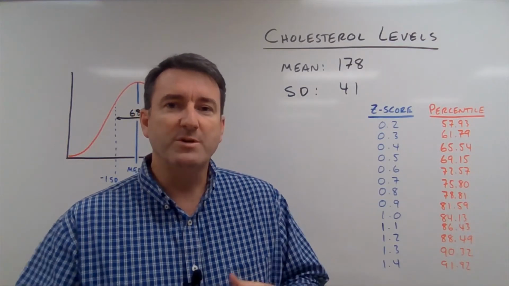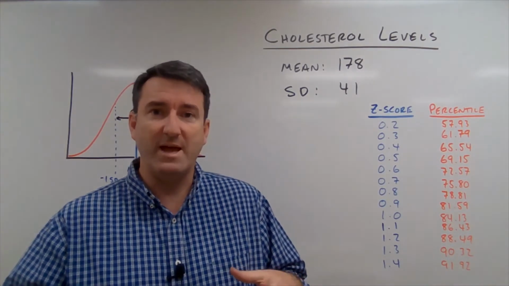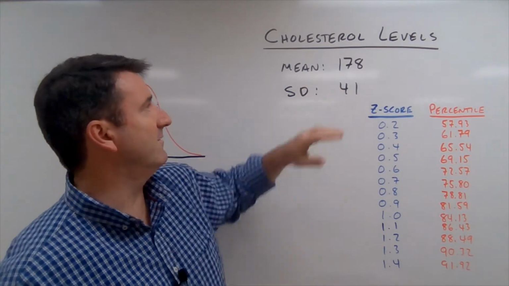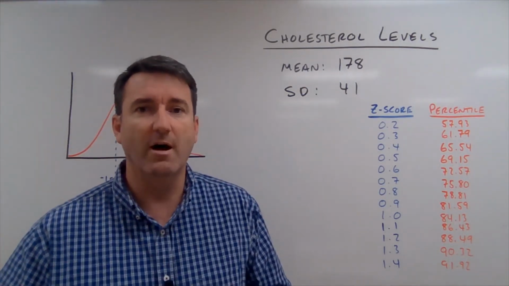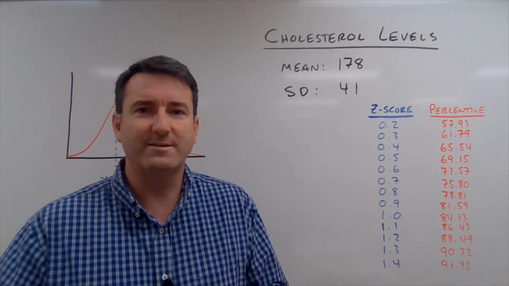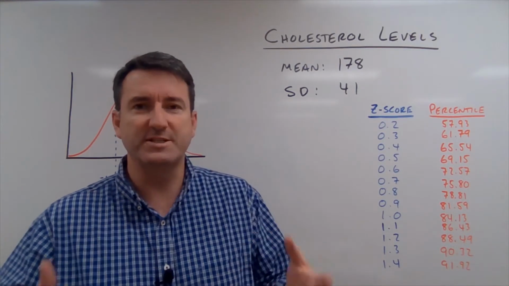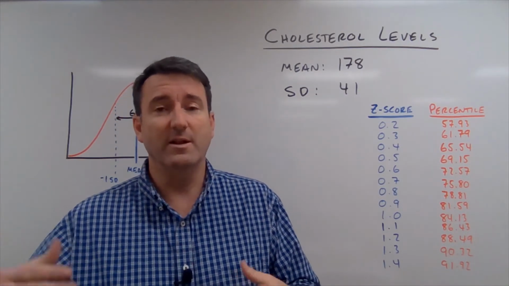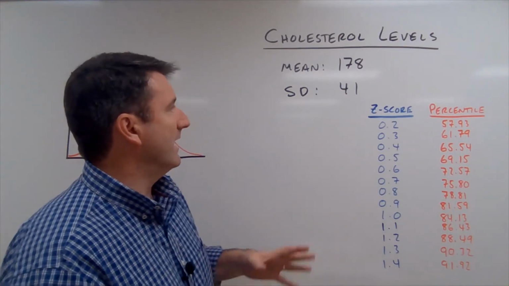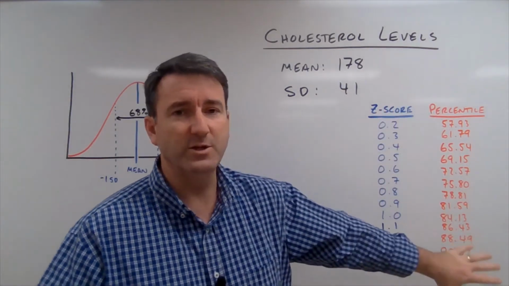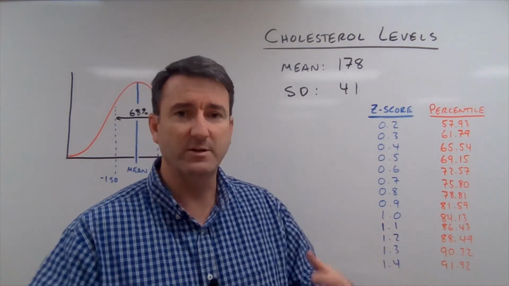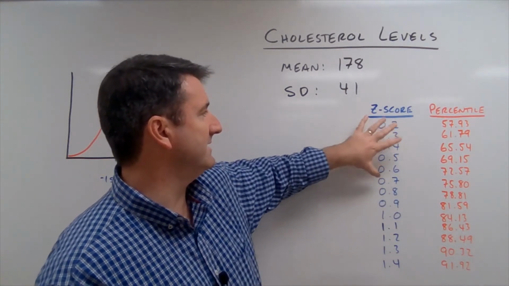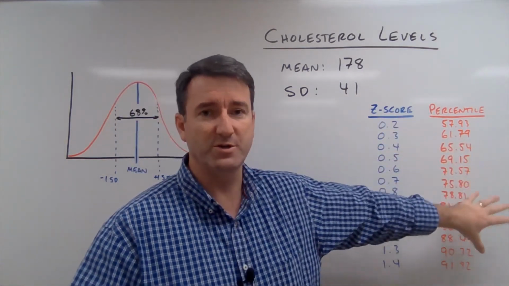For our example, we're told that cholesterol levels for men aged 18 to 24 are normally distributed with a mean of 178 and a standard deviation of 41. And then we're asked what would be the percentile of a 20-year-old man who has a cholesterol level of 190. Notice that I've included a portion of a table, and I've included the entire table in your notes, relating z-score or standard score to percentile.